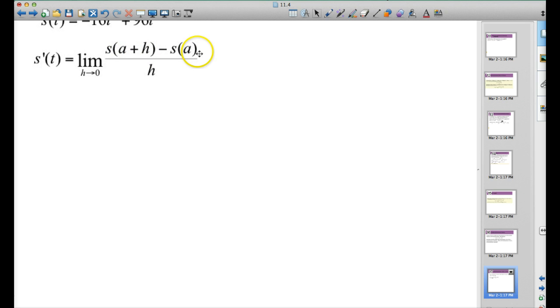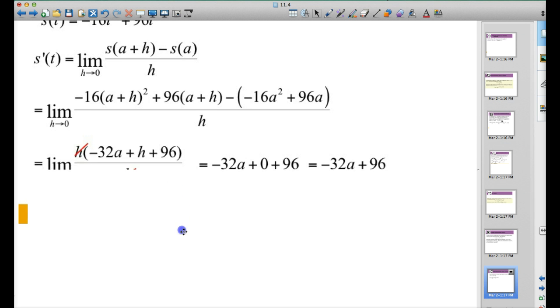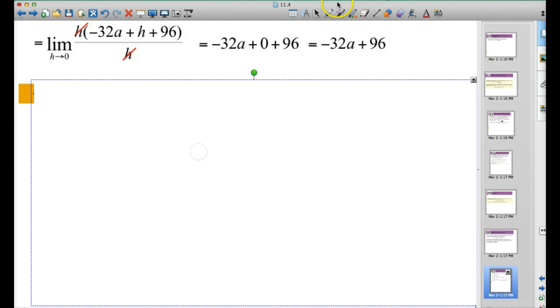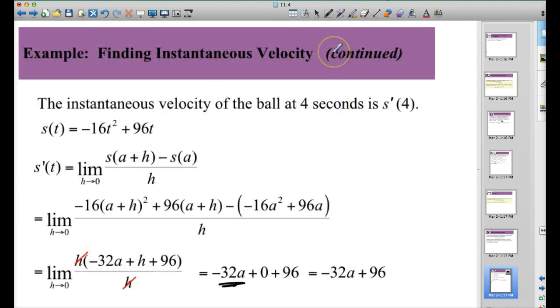S of a plus h minus S of a over h. So we plug in a plus h and a, FOIL everything off, cancel off, plug in the limit as h goes to 0. We're going to get negative 32a. Notice right here, negative 32a plus 0 plus 96, because we're plugging in 0 for h. So we're just going to go back through here. We're plugging a plus h in twice, a in twice, divided by h. FOIL it out, get our answer. Plug in that, you get negative 32a plus 96.